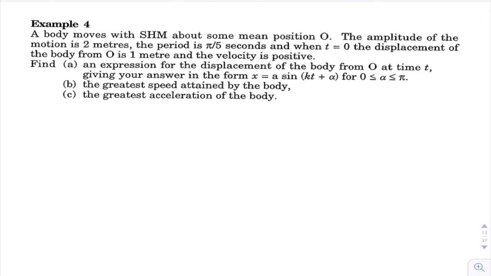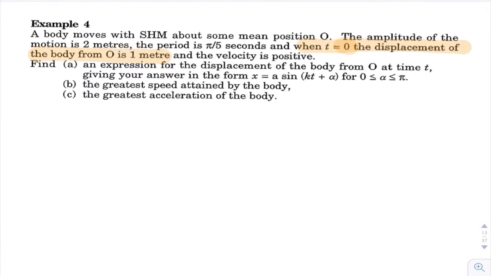Last example on this video, we've got a body moving in simple harmonic motion about some mean position O. This is a bit spicier here. The amplitude is 2 meters, easy. Period is pi over 5 seconds, easy. We're going to be able to find k. An extra bit of information here: when t equals 0, the displacement of the body is 1 meter and the velocity is positive. Okay, this one's a bit more intense.